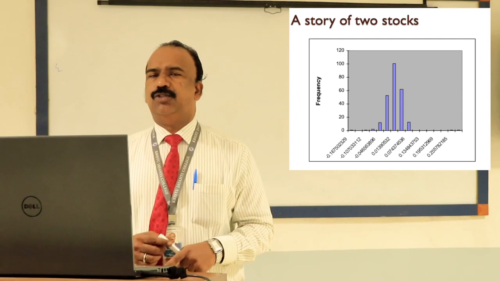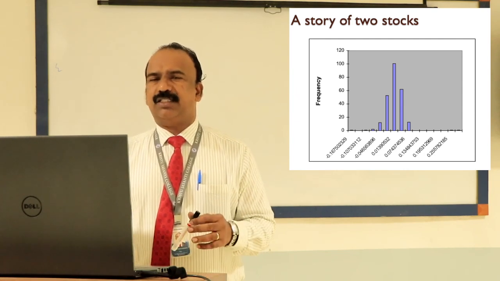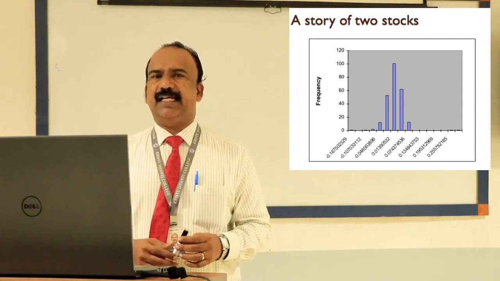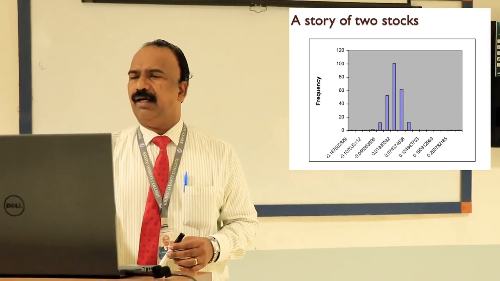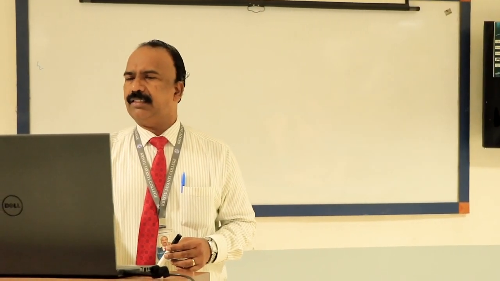And then today we are going to look at the second component, the risk. We cannot talk about return without talking about risk, because risk and return are two sides of the same coin. Now look at this particular figure, what is given there. A story of two stocks. Look at this stock's return, given in the graph. It is highly fluctuating. And then look at the second graph.